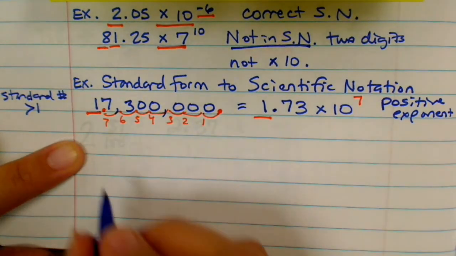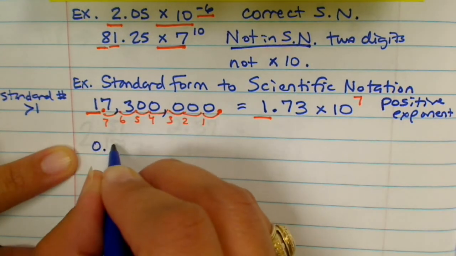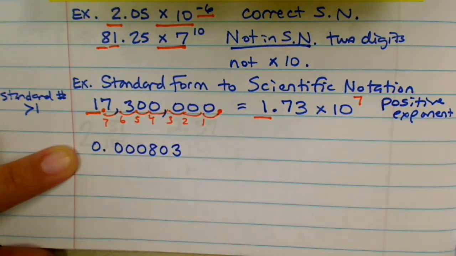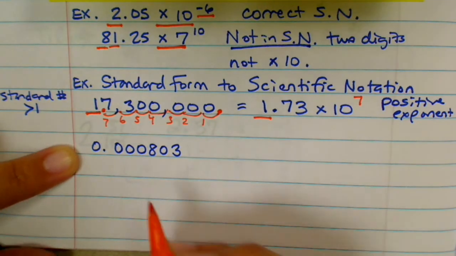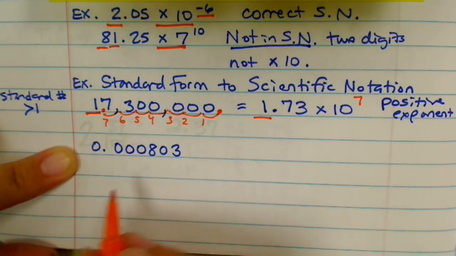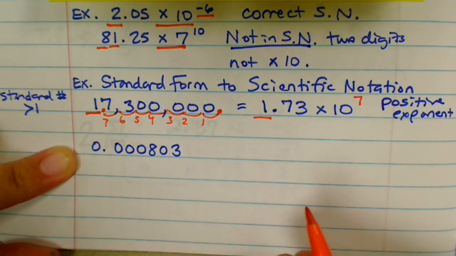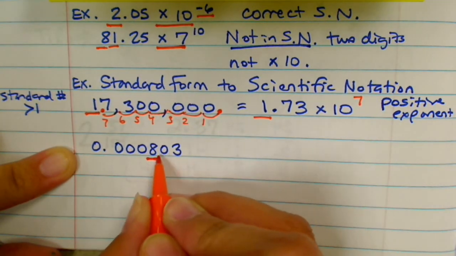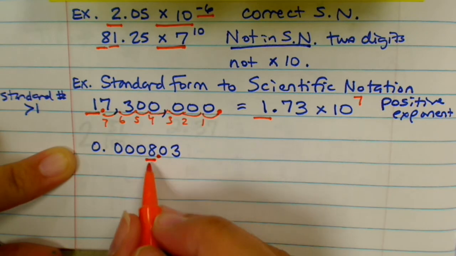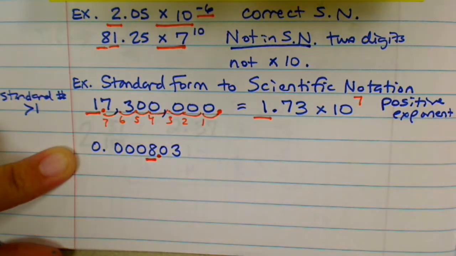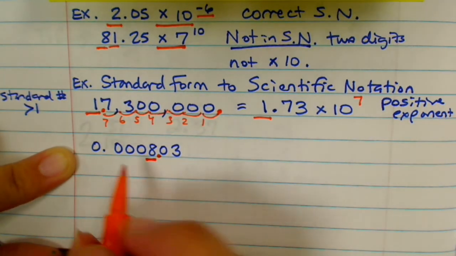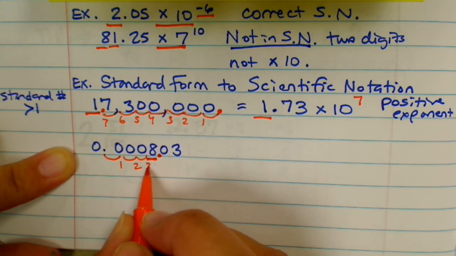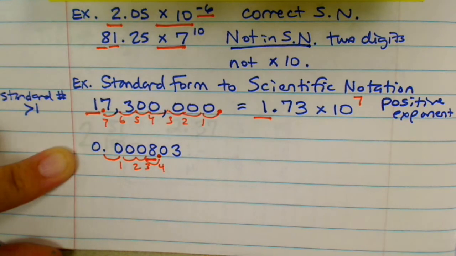Let's add another example. Let's go ahead and write down 0.000803. Okay, so how do we write this number in scientific notation? Well, we need to identify where the decimal is going to end up. So we need to get one digit and then a decimal. So there is the one digit to the left of the decimal. So now we need to count how many times we need to move that decimal. In this case, it's going to be 1, 2, 3, 4.